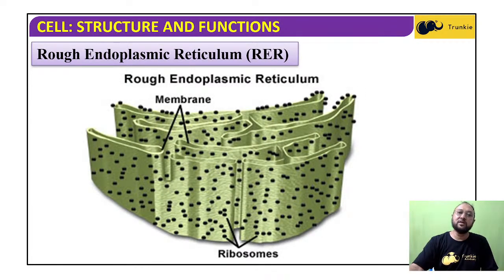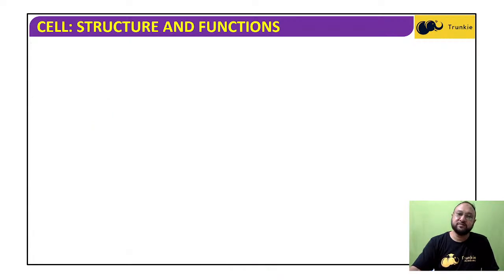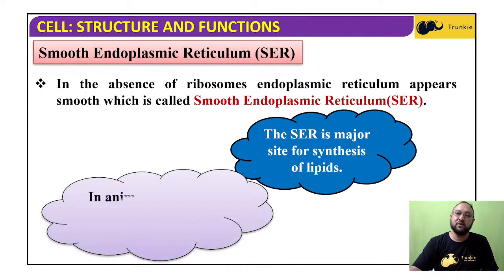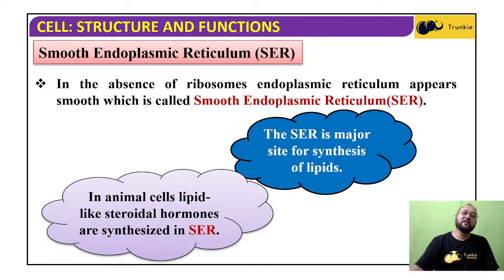Now, rough endoplasmic reticulum has ribosomes, and smooth endoplasmic reticulum is in the absence of ribosomes. They are involved in synthesis of lipids. So remember this. In case of the rough ER, they are involved in the synthesis of protein and secretion. Here, this SER, smooth endoplasmic reticulum, is involved in the synthesis of lipids. In animal cells, lipids like steroidal hormones are synthesized by SER.